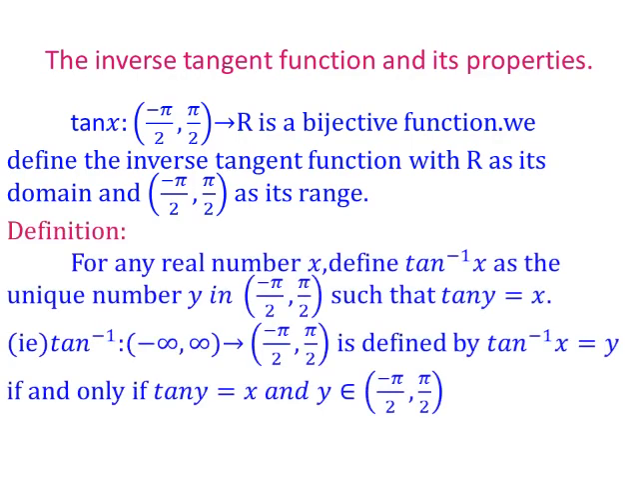Definition. For any real number x, we define tan inverse x as the unique number y in this interval minus pi by 2 comma pi by 2 such that tan y is equal to x. That is, tan inverse is defined from minus infinity comma infinity to minus pi by 2 comma pi by 2 and is defined by tan inverse of x is equal to y if and only if tan y is equal to x and this y belongs to open interval minus pi by 2 comma pi by 2.